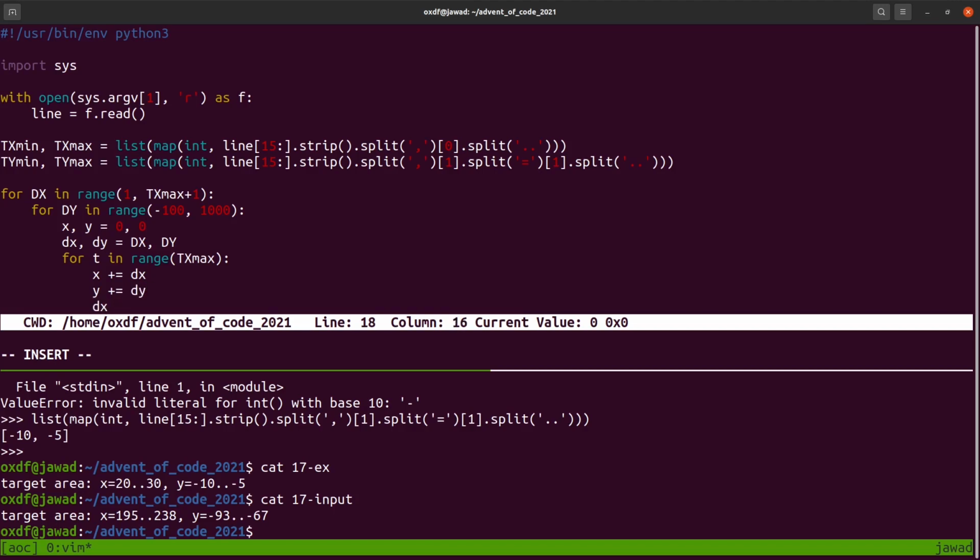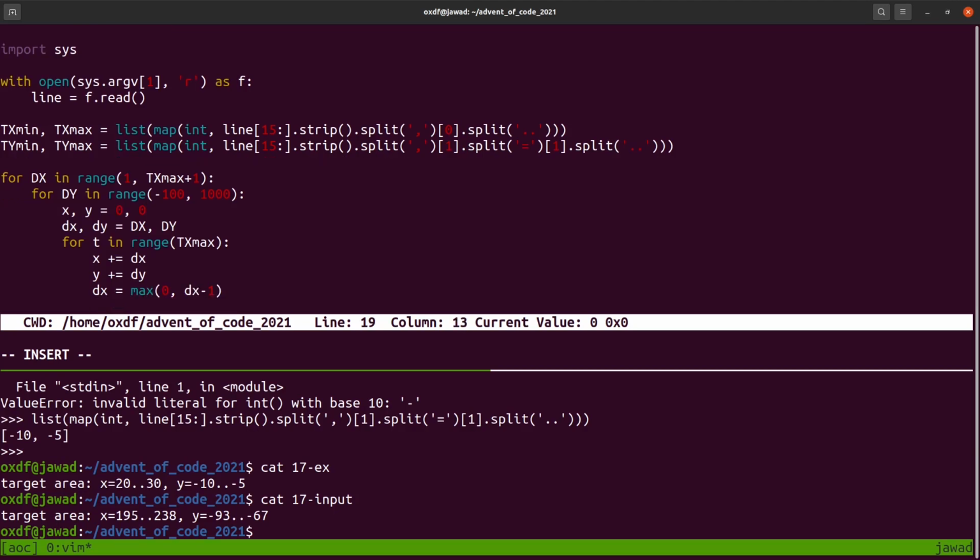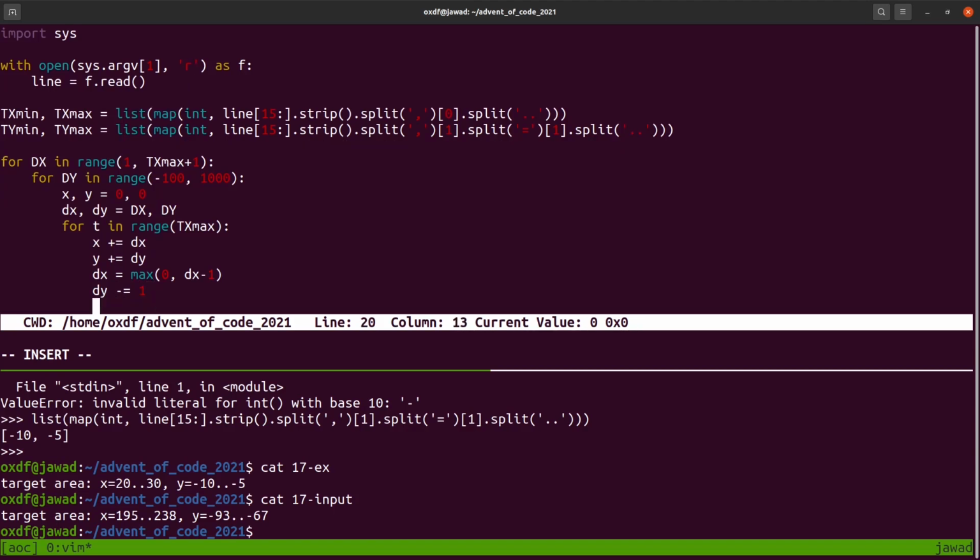Dx is going to move a step closer to 0. So we know we're always positive. So it's either going to go, but it's never going to go below 0. So it'll be dx equals max of 0 comma dx minus 1. Okay. dy is just going to minus equal 1. It's always going to get lower.